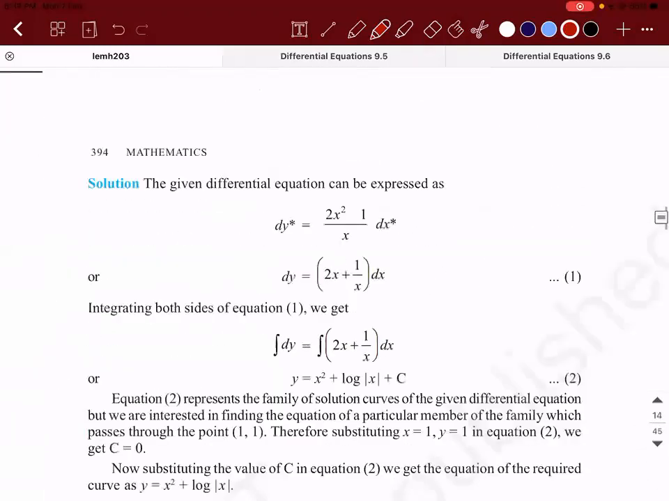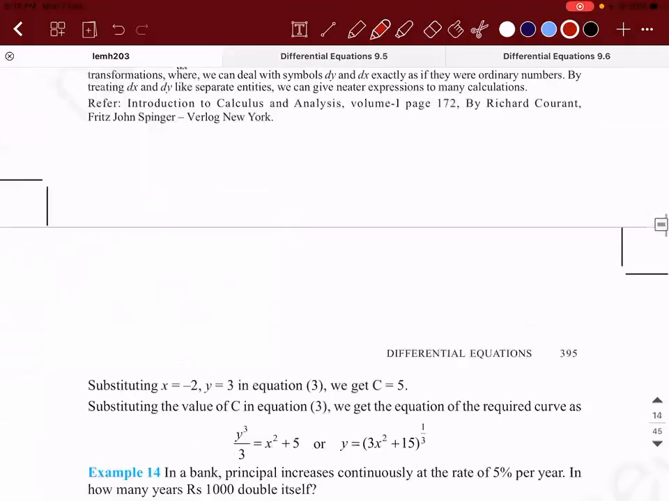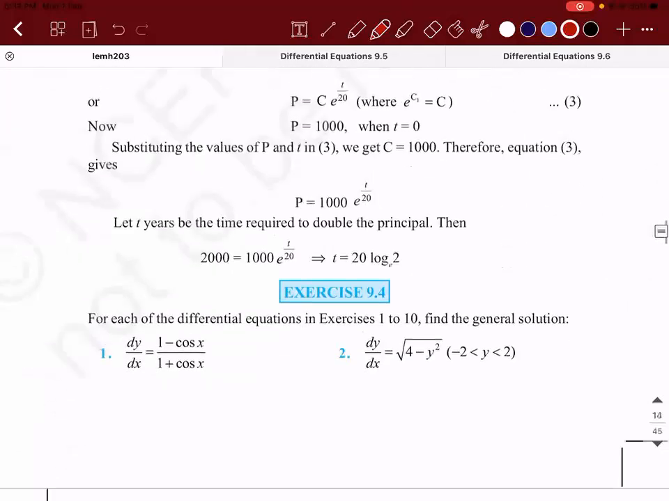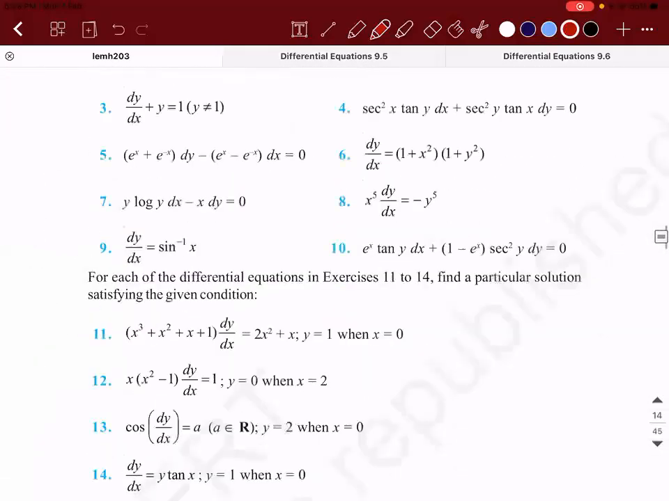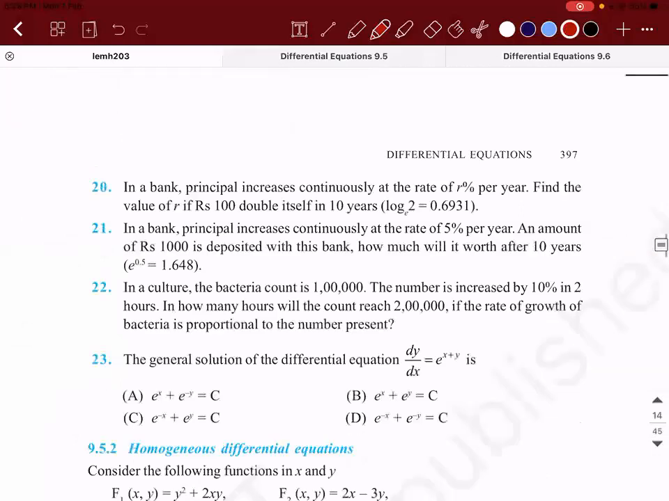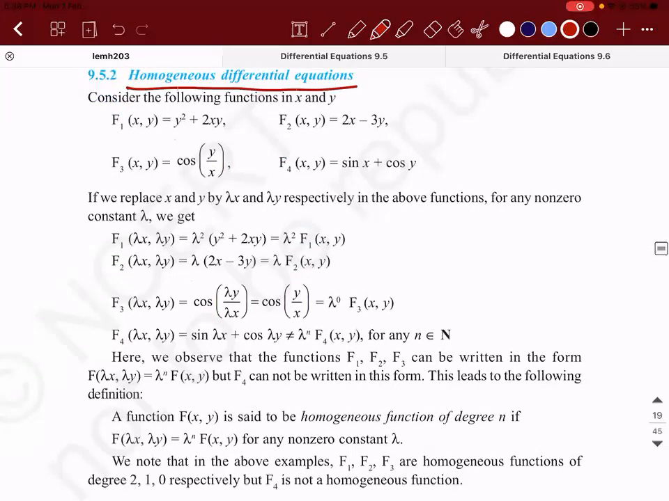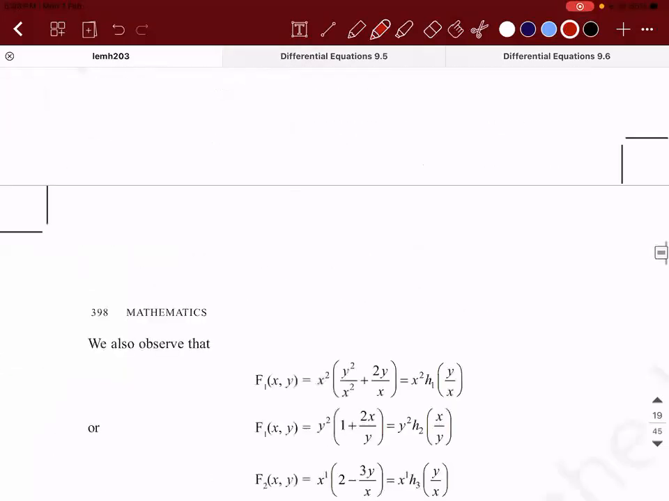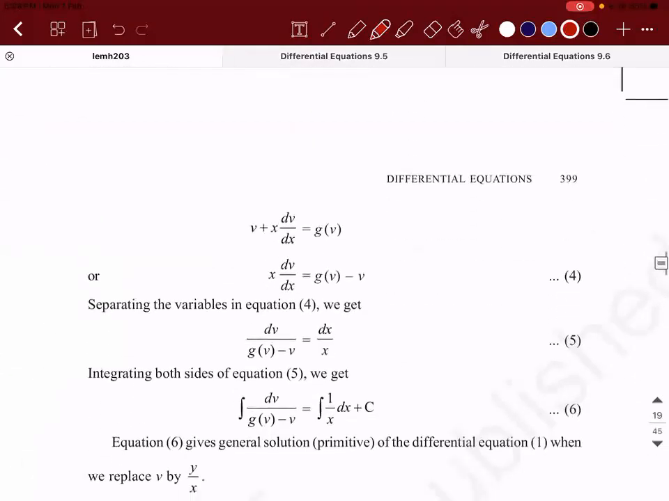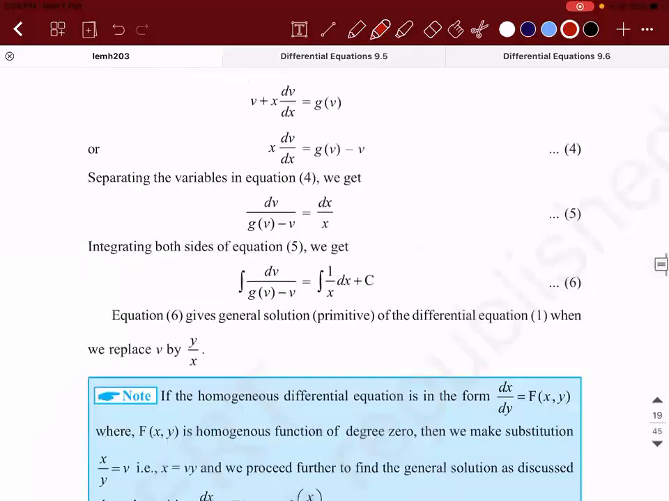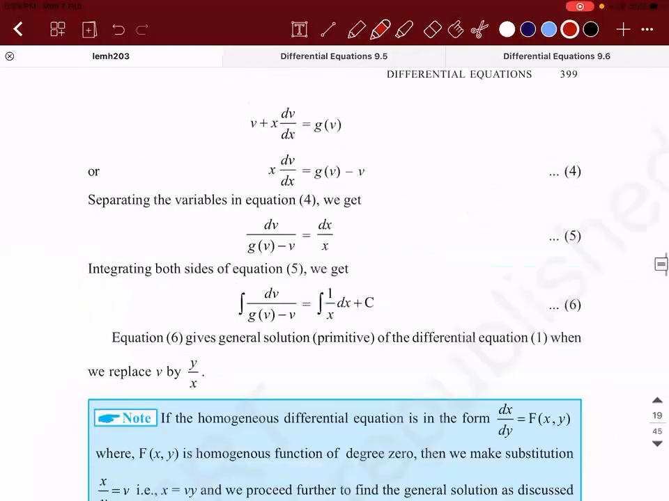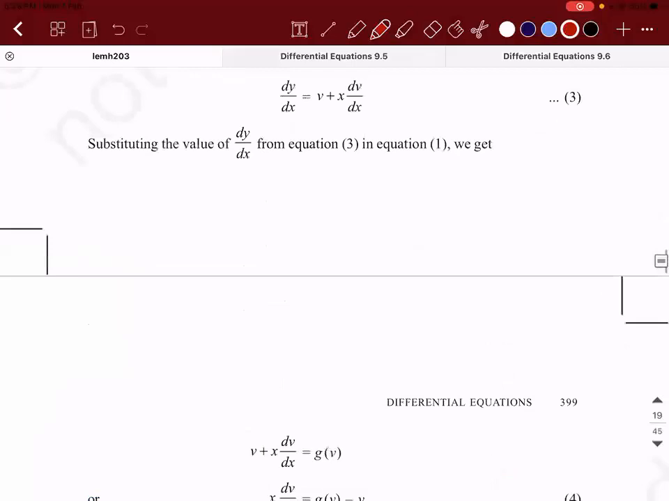Then you have this homogeneous equations. So in this homogeneous differential equation, right? This also I've explained it. I think this is the exercise from which I need to start.